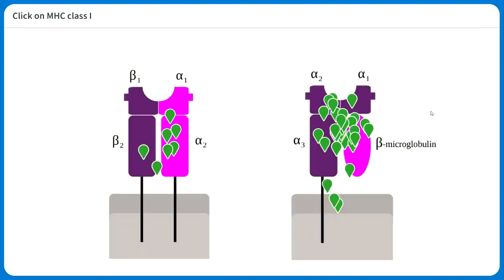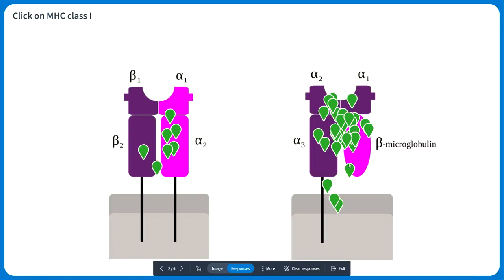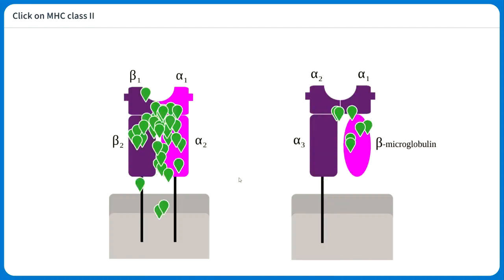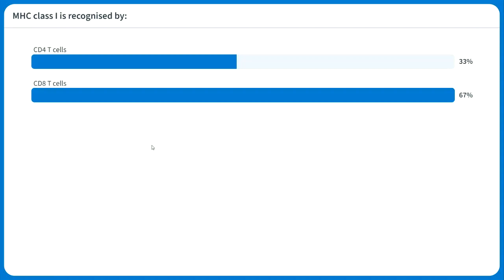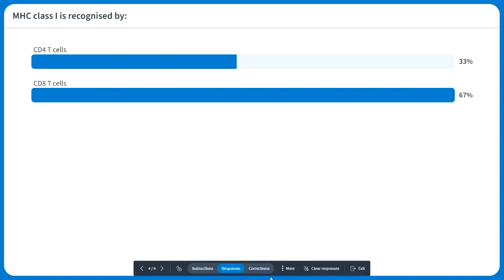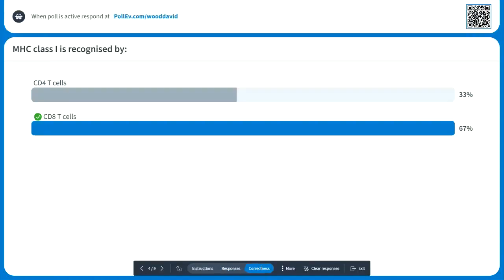All right, so which one is MHC Class 1? It looks like the majority of you got this. So remember, an easy way to remember it, MHC Class 2 has 2 chains. So that looks perfect. In terms of MHC Class 2, it is, of course, this one. MHC Class 1 is recognized by CD8 T cells.